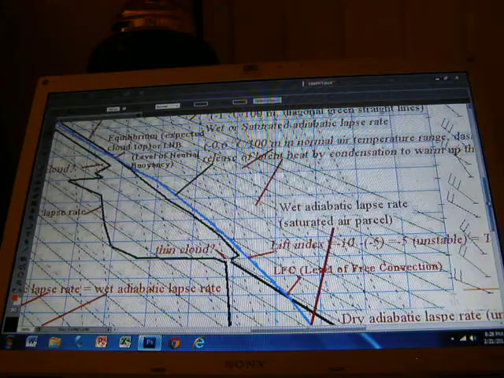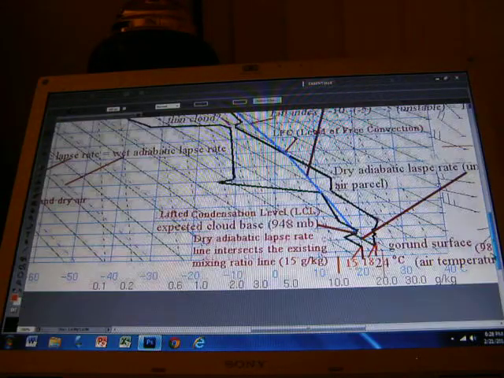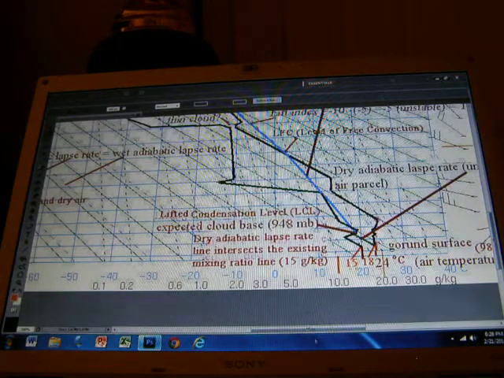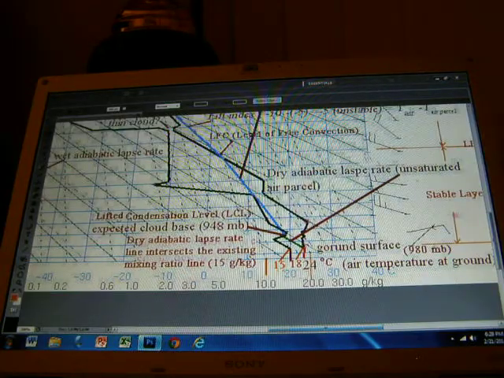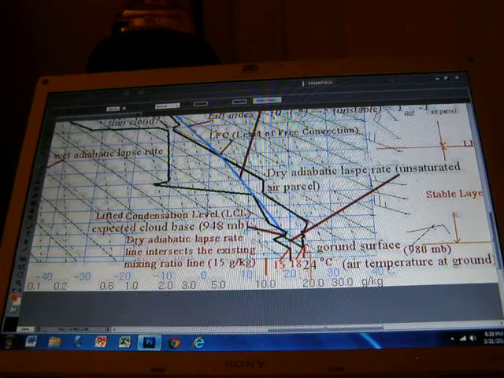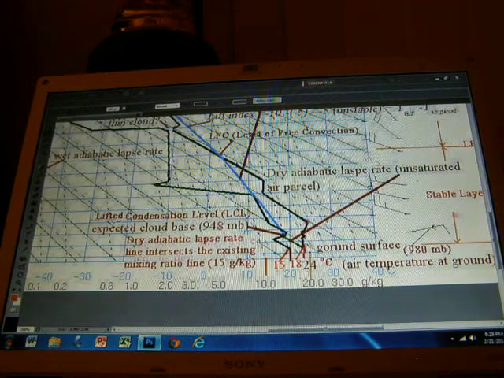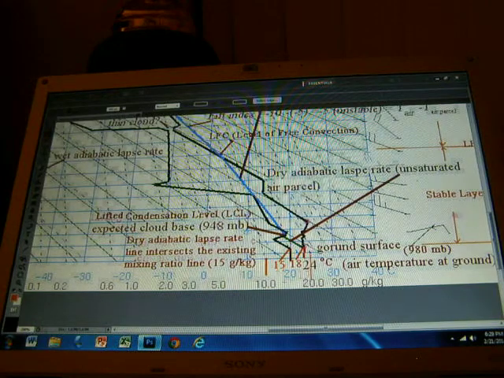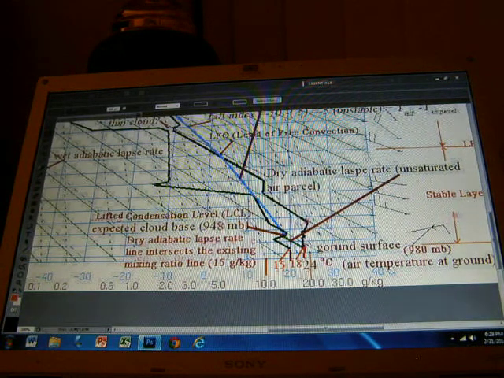We look at the radio sounding data. At the ground surface, the pressure is about 980 millibar and temperature is 24 degrees. So this is the ground surface level. Dew point is 20 degrees Celsius. So obviously, on the ground surface, the air is not saturated.